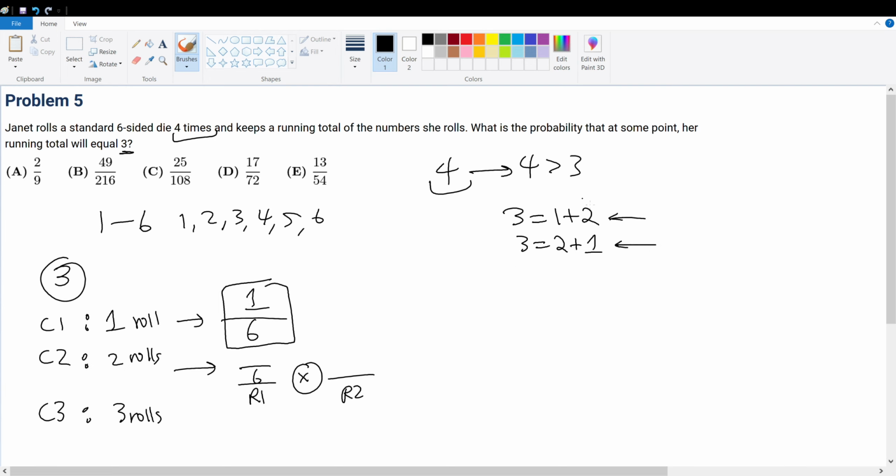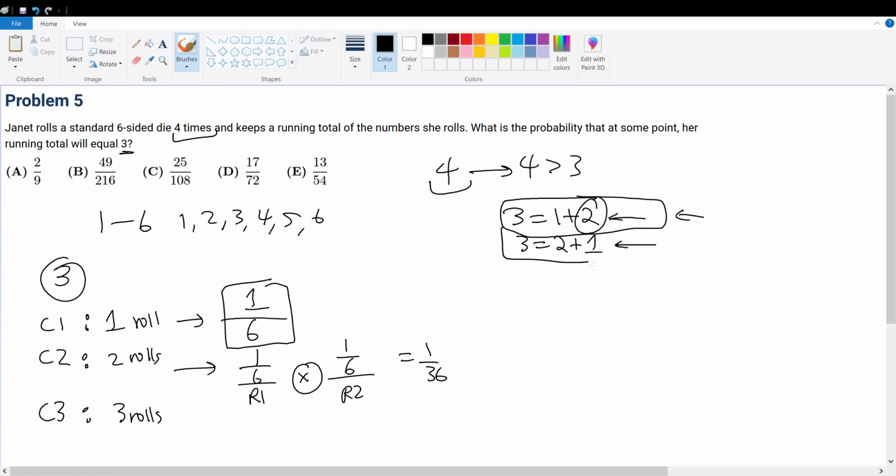So let's start with the case where the first roll gets us a 1. That's 1 over 6. But then, what is the probability that we get a 2 on the second roll? The second roll is independent of the first one, so that's 1 over 6 as well, because we have 6 possible numbers and we want a 2, which is one of the 6. So this is equal to 1 over 36. That is for this case.